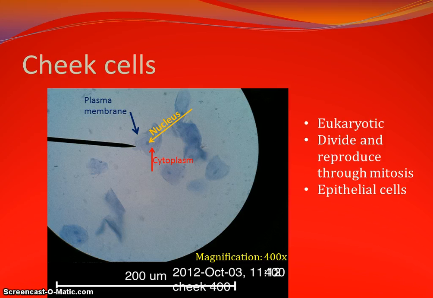Here is the photo taken of Navi's cheek cell, and cheek cells are eukaryotic, of course, because they are animal cells, and they divide and reproduce through mitosis, and they are also epithelial cells because they are on the surface of the inside of our mouth. In the photo, which is at 400 times magnification, we can see very clearly the nucleus of a cheek cell, which is pointed out by the yellow arrow. And surrounding that we can see the cytoplasm, which is pointed out by the red arrow. And then enclosing the cell is the plasma membrane, which is pointed out by the blue arrow.